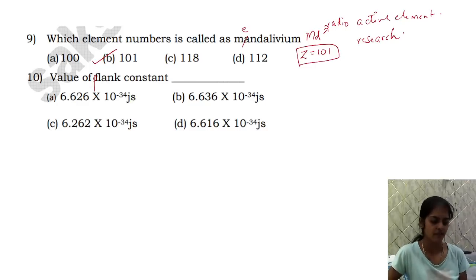Next one, value of Planck constant. Value of Planck constant is 6.62, which is correct?